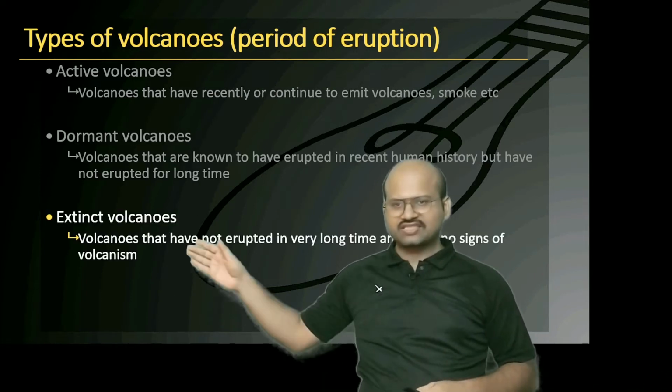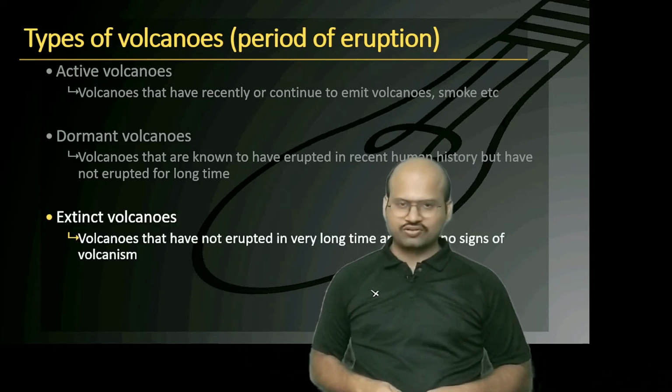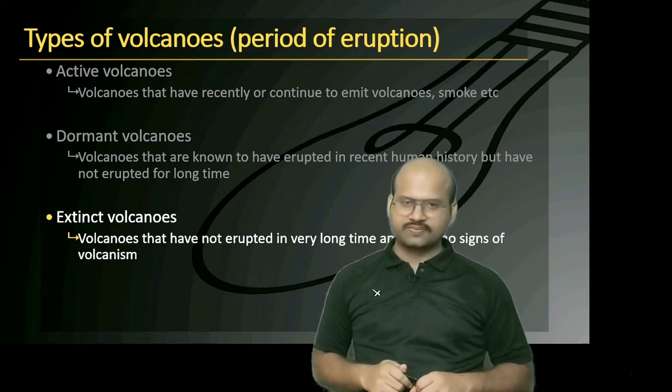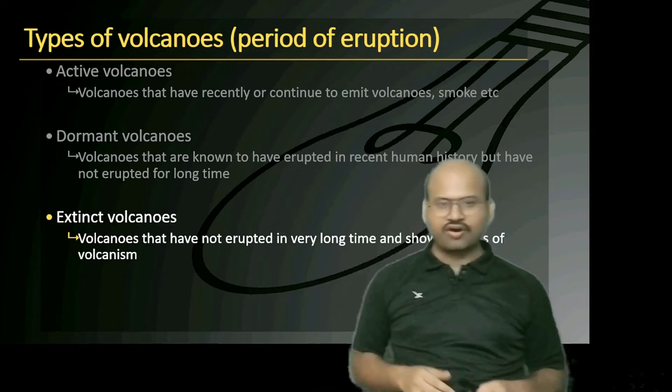The third type is extinct volcanoes. Extinct volcanoes are volcanoes which show no signs of volcanism and they have not erupted in a very long time.